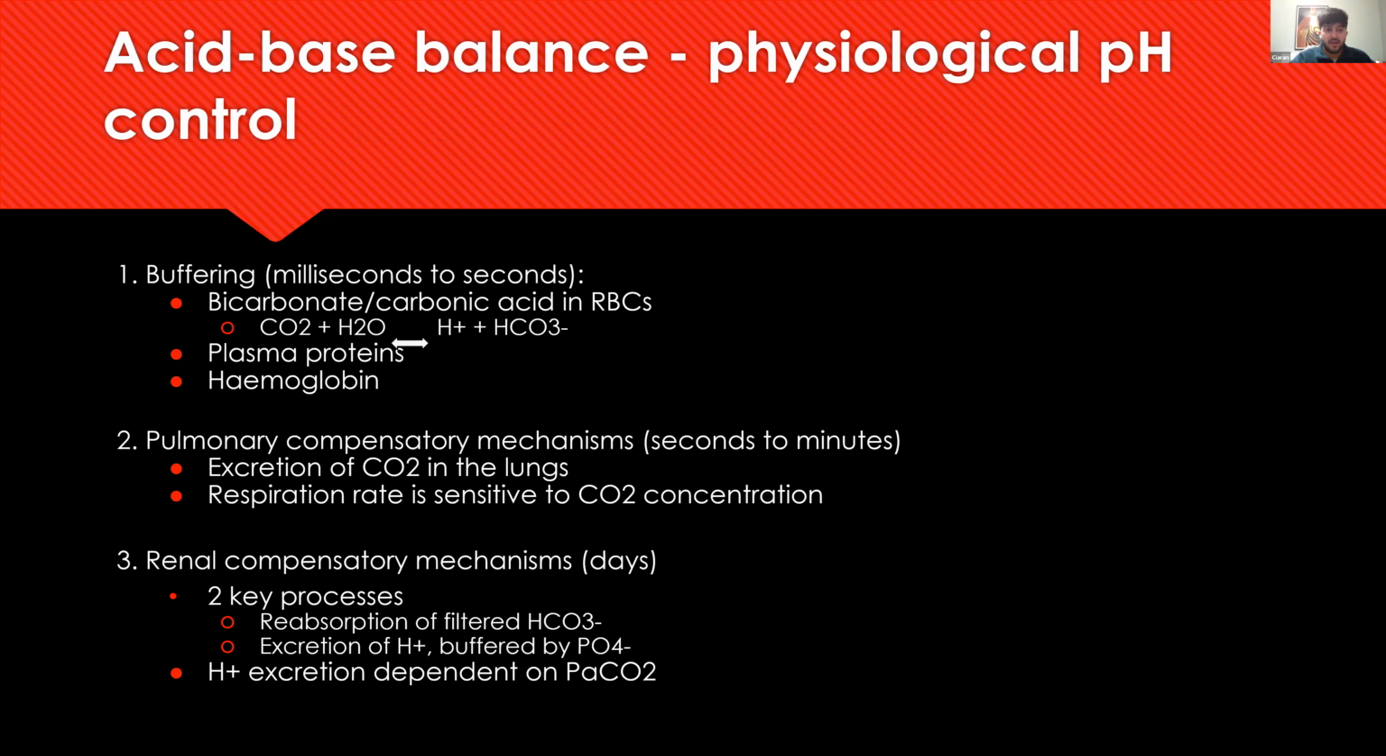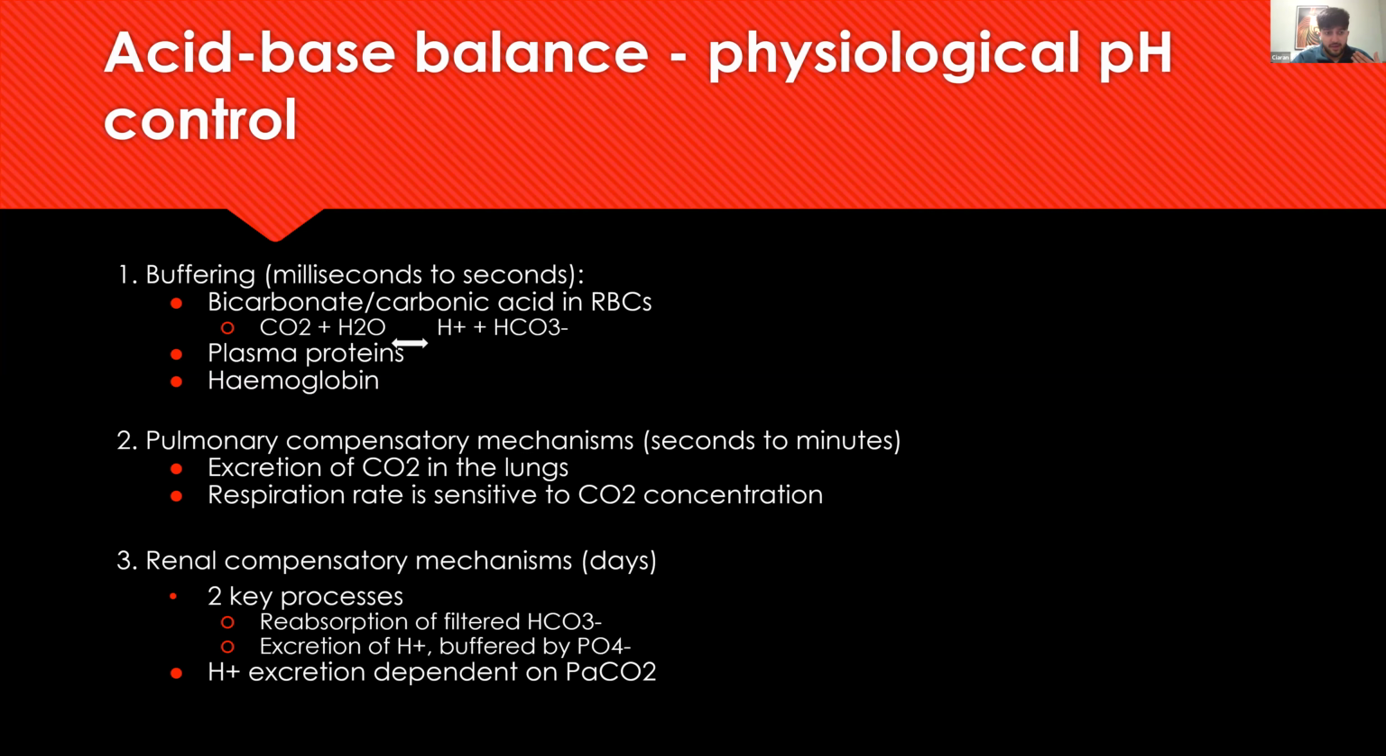But as I mentioned, there are some other buffer systems which also operate, which help to maintain that physiological pH around 7.4. We also have some buffering from other proteins present in blood, such as some plasma proteins and also hemoglobin, to form H+HB. Now that operates on the scale of milliseconds to seconds.